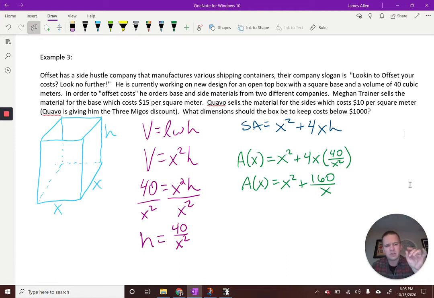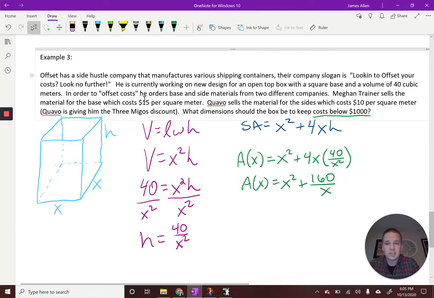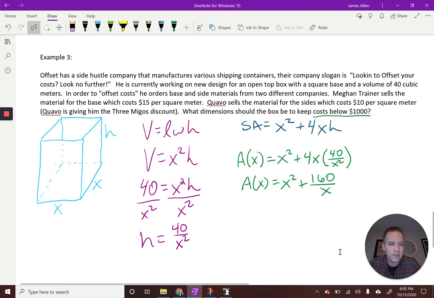But the materials are two different prices, and really all it's saying is we want to keep the cost below 1,000. Okay, so just minimizing the area isn't going to answer this question. I want to keep dimensions or costs below $1,000. And I've got two different costs going on here. I have the cost of the base material and the cost of the sides, right? So I think I need to incorporate that into my overall function here.